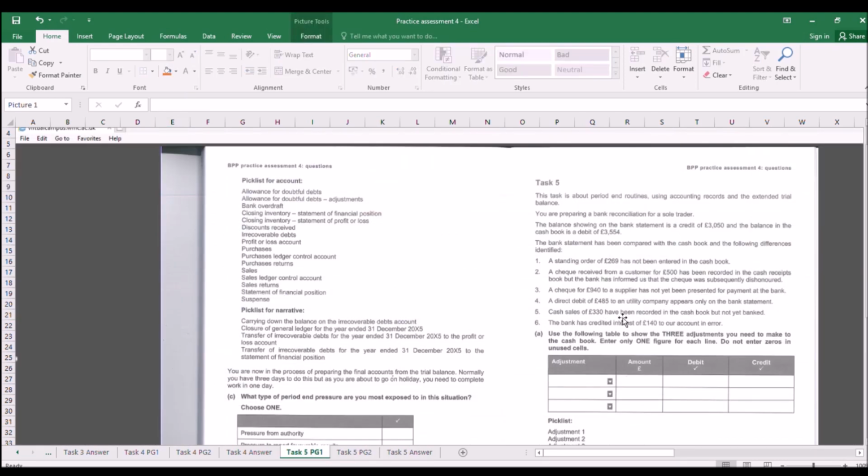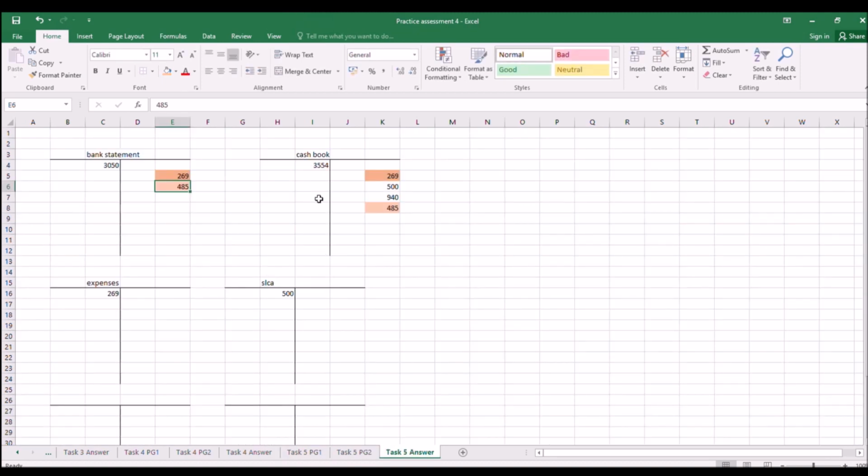Cash sales of 330 been recorded in the cash book but not yet banked. Alright, so that's something that's going to go into the bank reconciliation over here. Let's go bank rec. It's going to be outstanding lodgement. 330 positive. Colour that one.